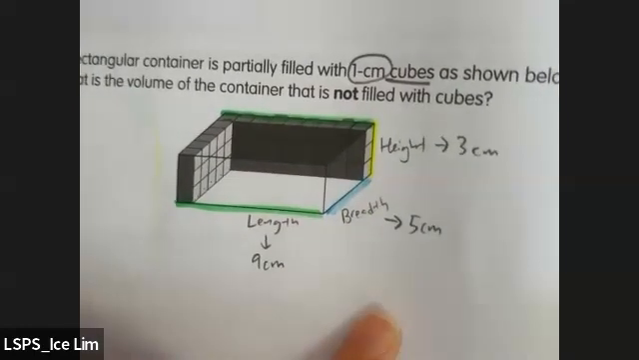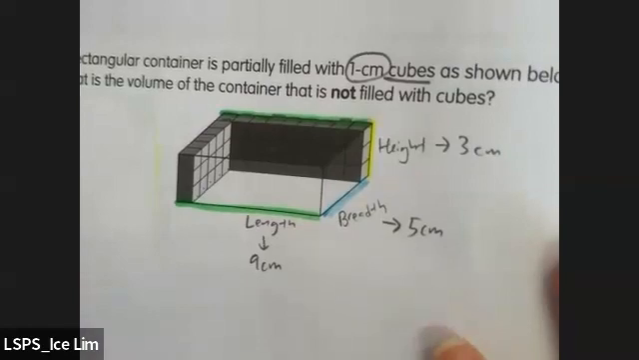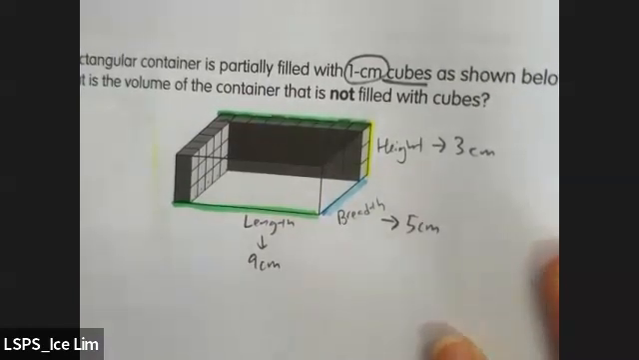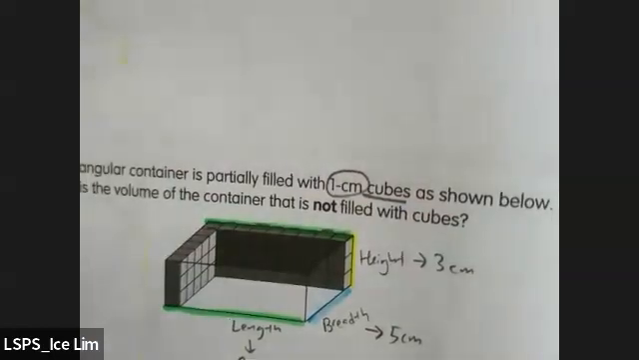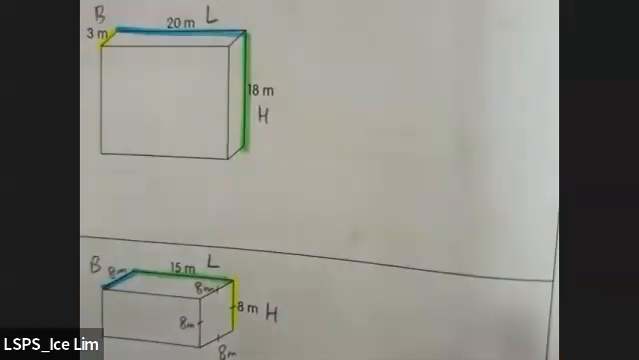So I should get 9 here. Is it okay? Do you know how to find the measurements? Then, okay. This is okay so far? Yes. Okay, then I move to this question.